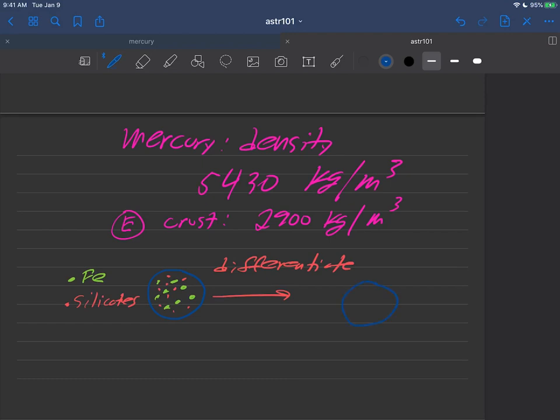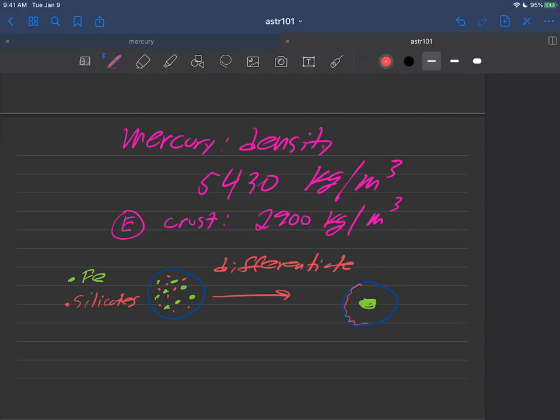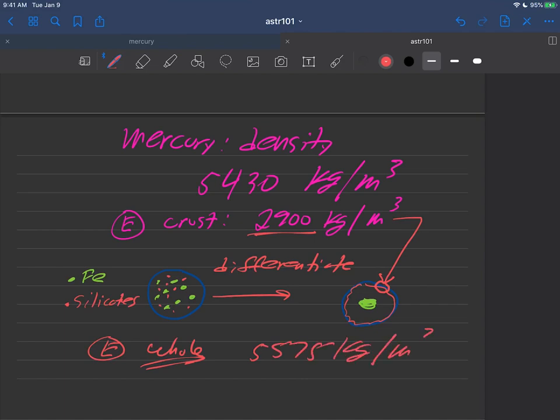So the Earth would take a form that looked like this, where those heavy iron things would sink to the core, and the lighter silicates would be up here on the surface where we live. And so this crust here with the lighter silicates alone has a density of 2,900 kilograms per cubic meter. Like if I just scooped out a bunch of stuff right from there, that's the density that I would get. But the Earth as a whole, if you just consider the whole Earth, not just the crust, has a density of about 5,575 kilograms per cubic meter.